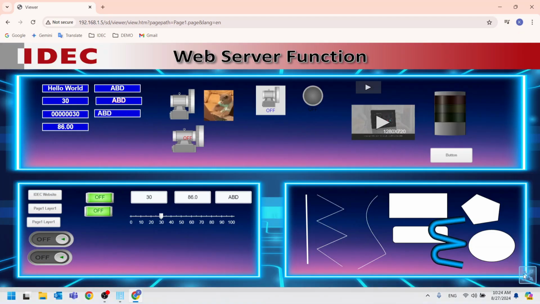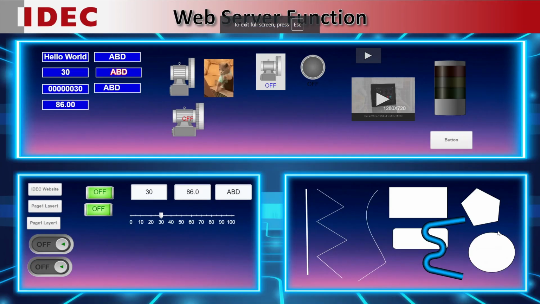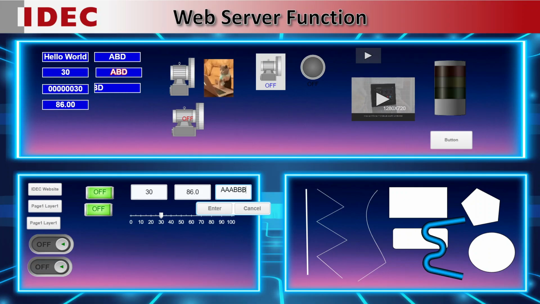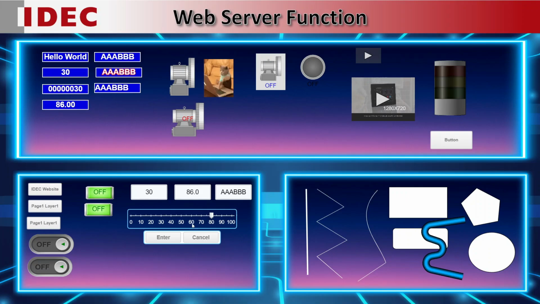You can enter full screen mode by clicking the Expand button in the lower right corner. Then, try entering different values as desired. The data on the actual PLC will change according to the PLC device linked to your web page.